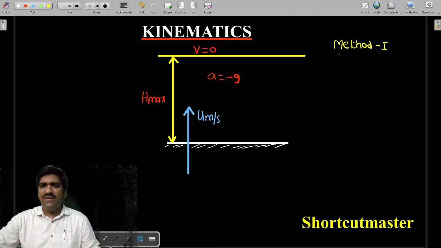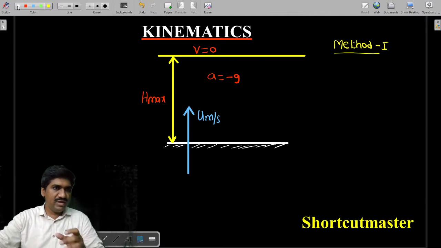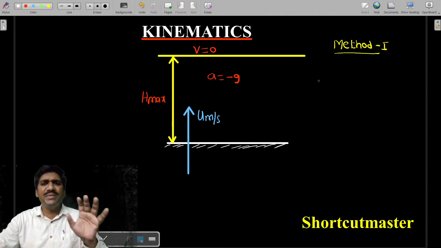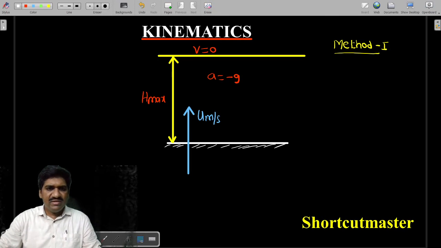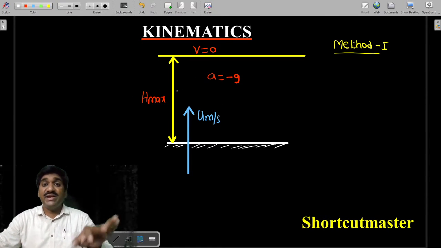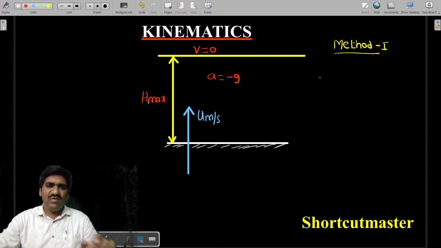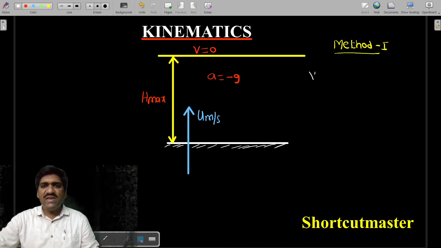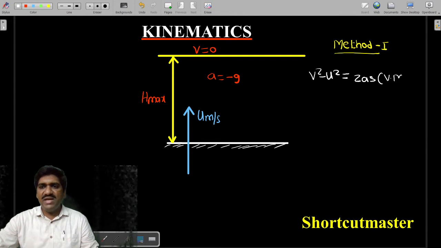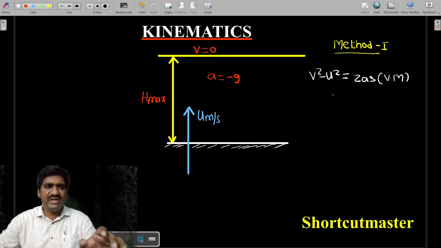In this method, we have to bring out the maximum height. Initial velocity is known, final velocity is known, and the maximum height, that means displacement, we have to bring out. Can we apply the equation v square minus u square is equal to 2as or not? Yes, we apply it directly in the vertically upward direction.